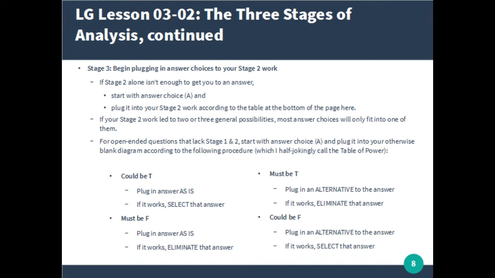So in a must-be-true situation, during stage 3, what you are doing is you are plugging in an alternative to the answer choice. So you're not plugging in the answer as written, you are plugging in an alternative. If you can get that alternative to work, you eliminate that answer. So again, you do not plug in the answer choice as it is. You just plug in a reasonable alternative, and of course we'll get to how to come up with alternatives. But suffice it to say for now, you plug in an alternative, and if that alternative works, you eliminate that answer. And finally, we have our last category, could be false. This works quite similarly to must be true. When you're on stage 3 and you're testing a could be false question, plug in an alternative to the answer choice that you're testing. And if that alternative works, you select that answer.